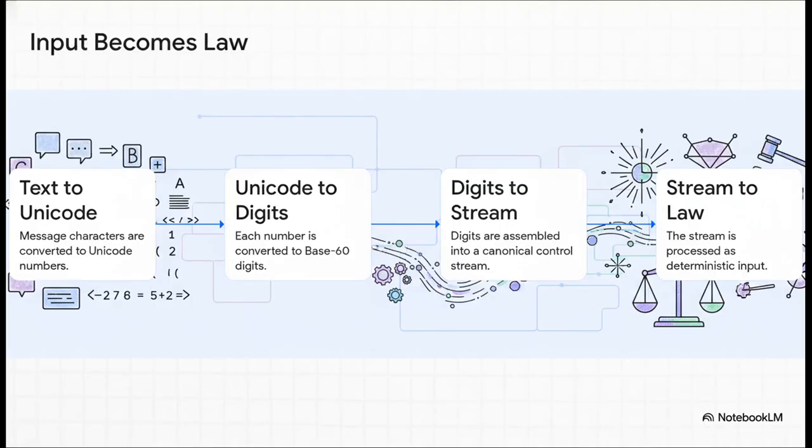So how does something you do, like typing a message, translate into this perfect mathematical reality? It's all about a process of purification. Every single character you type is first converted into its universal Unicode code point, its unique number. Then, that number is broken down even further into base 60 digits. Now, why all this effort? It's to create a single, completely unambiguous stream of numbers. There's no room for interpretation. This control stream is the only language the system speaks, and it turns your actions into pure, verifiable math.